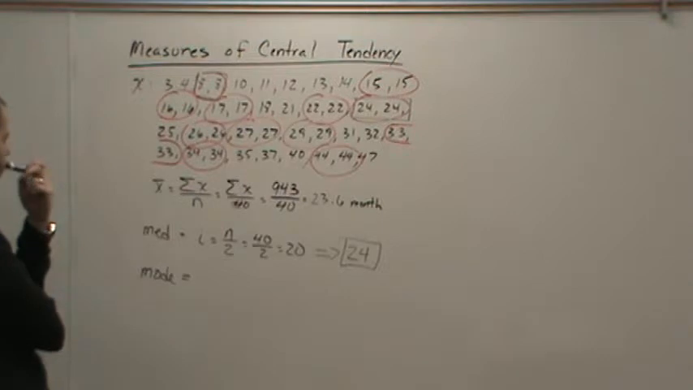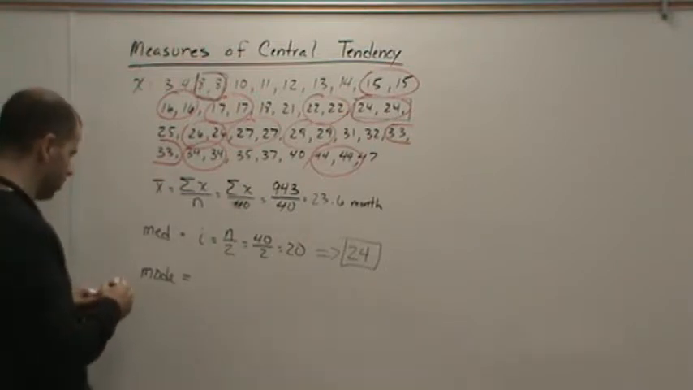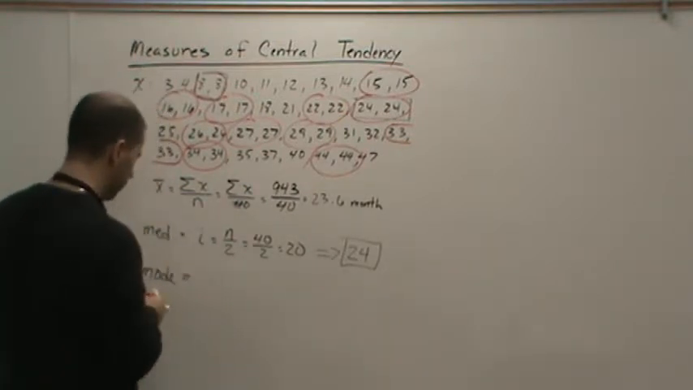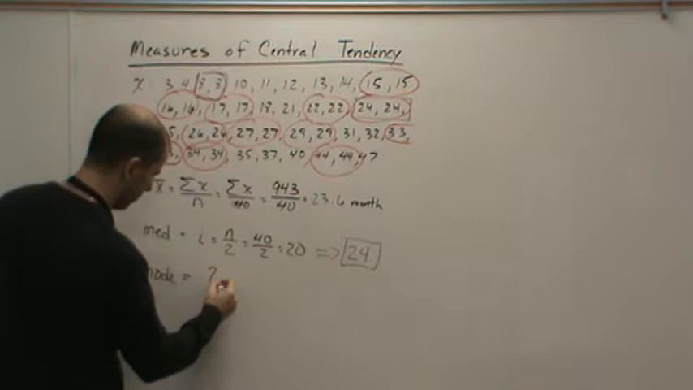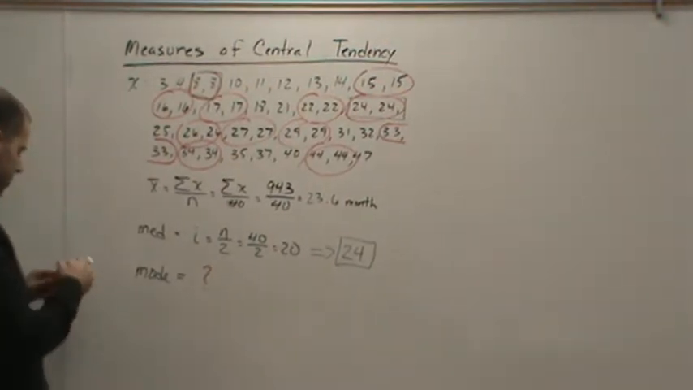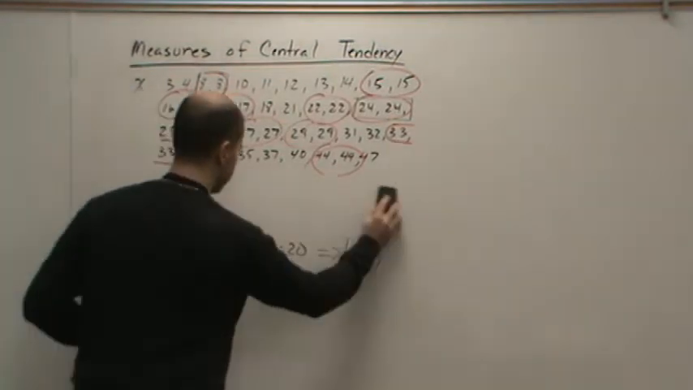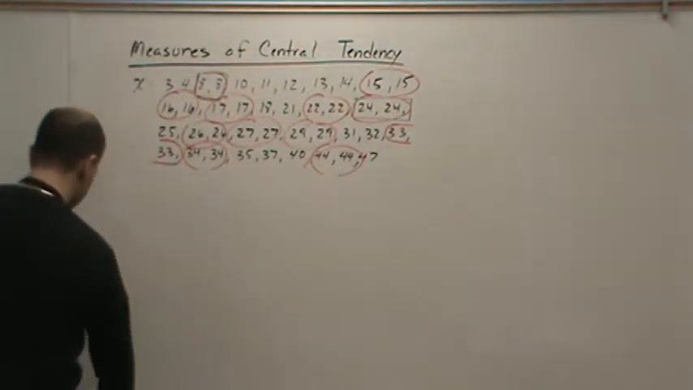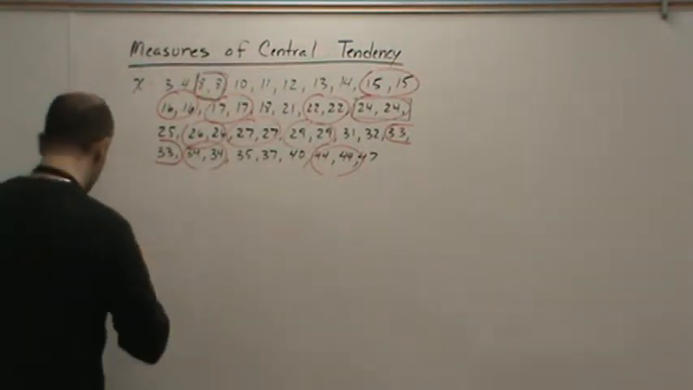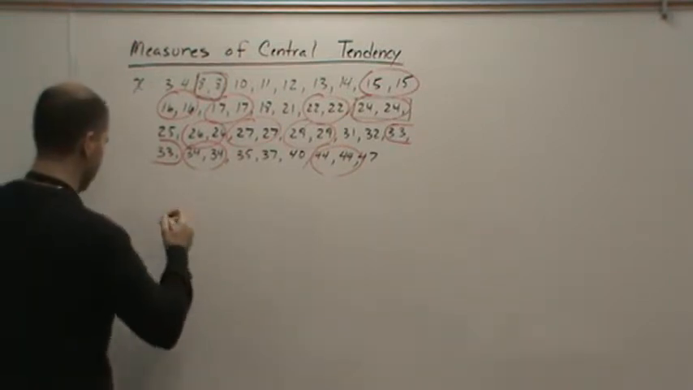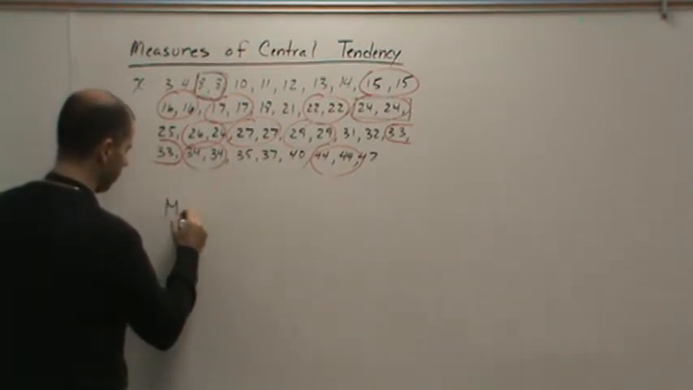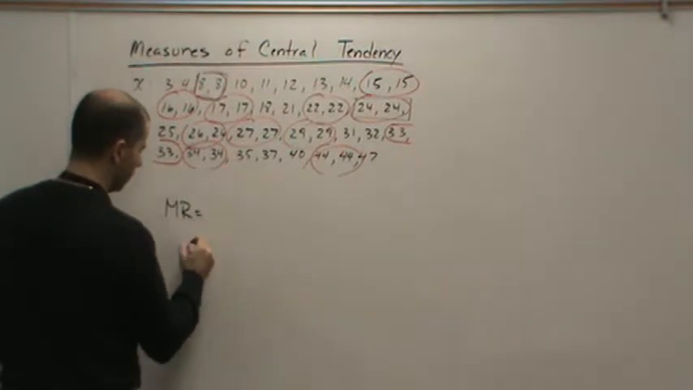What else? And the mid-range. Let's do the mid-range. I'll put a question mark here. So for mid-range, so let me erase this. Okay, so now the mid-range. So remember, the mid-range is just the max plus the minimum divided by 2.